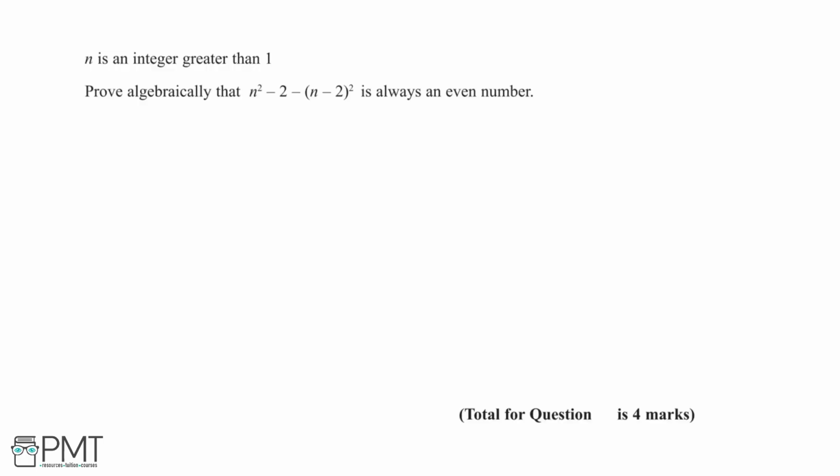In this question, we're told that n is an integer greater than 1, and we need to prove algebraically that n squared minus 2 minus (n minus 2) all squared is always an even number. And so the first thing that we need to do is to acknowledge that an even number is always divisible by 2.